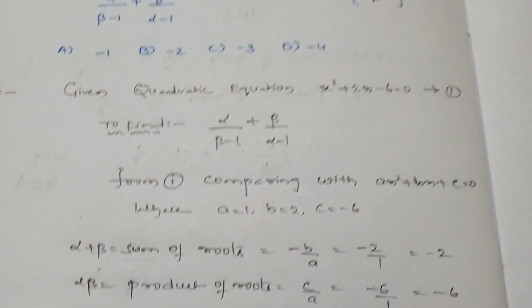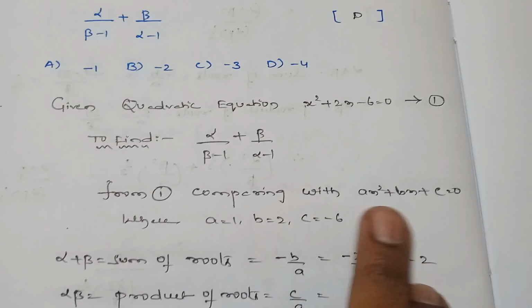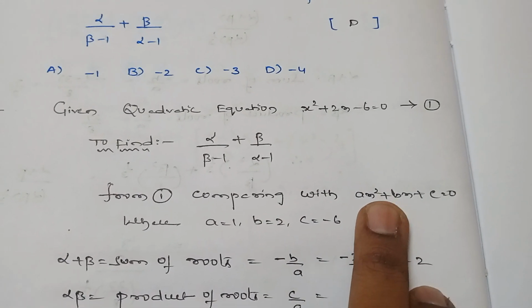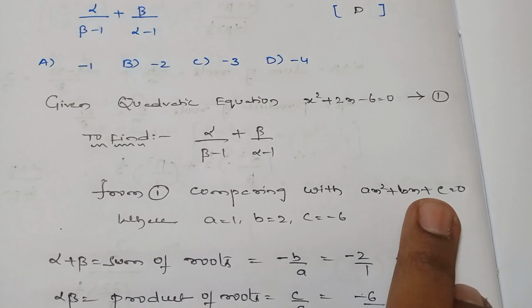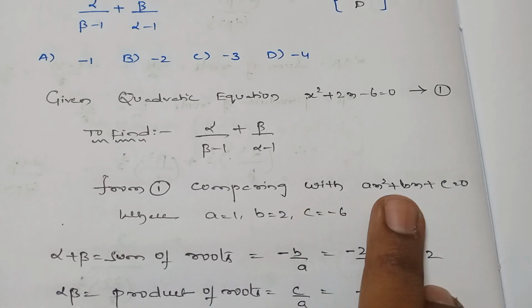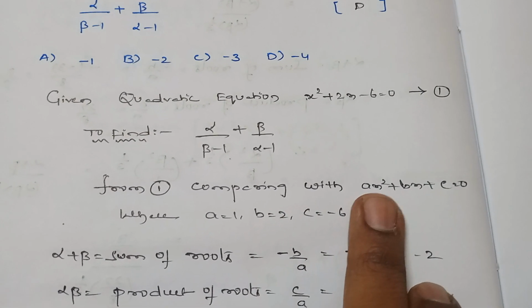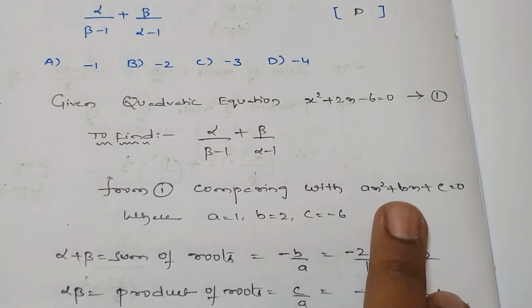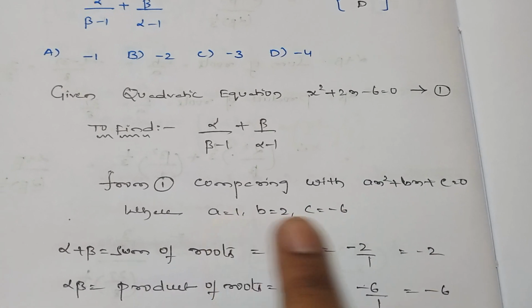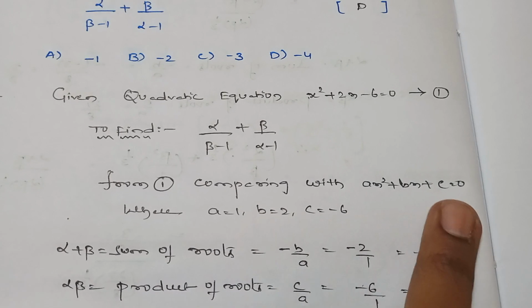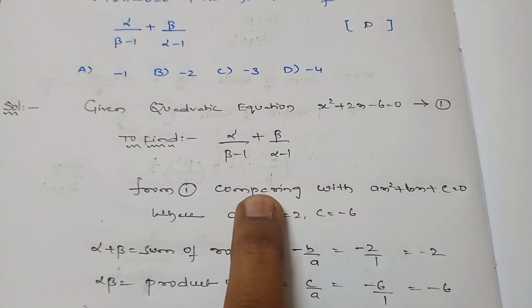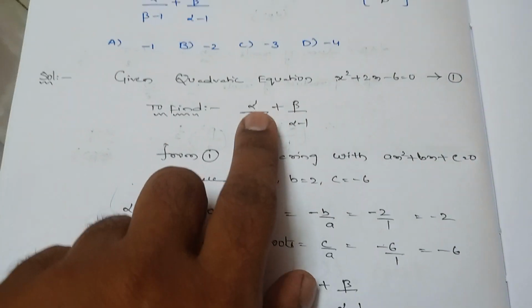Okay, now compare equation 1 with the standard quadratic equation, that is ax squared plus bx plus c equal to 0. So write down the coefficients, that is the multiplying factors. The x squared coefficient is 1, the x coefficient is 2, and the constant value is minus 6. This one you keep aside. First of all, we need to simplify this value.